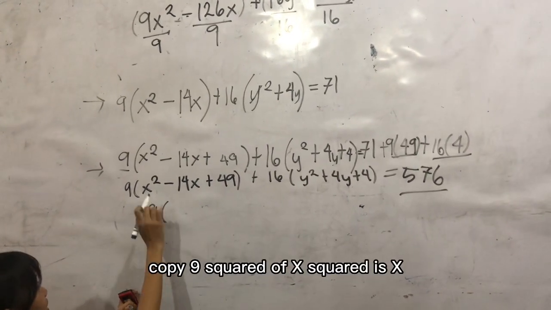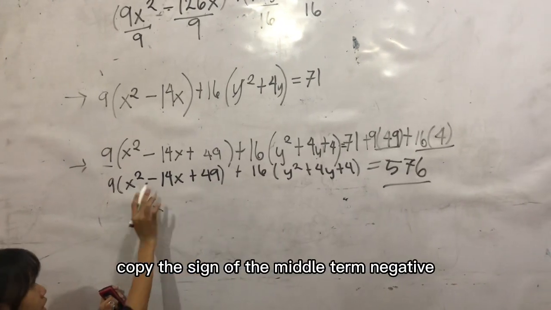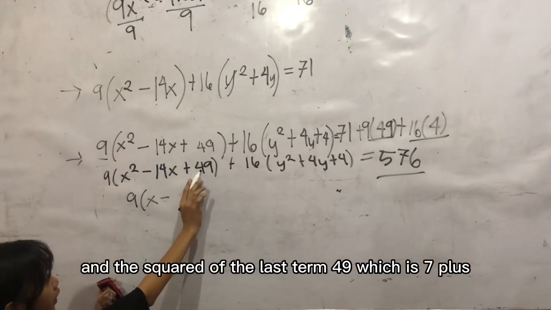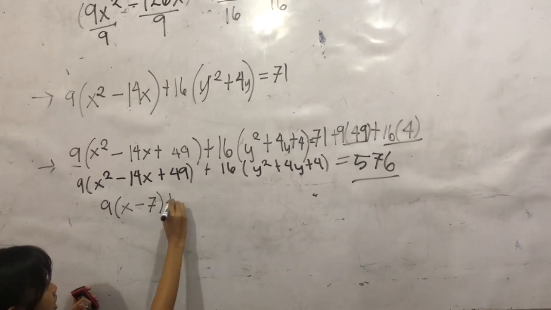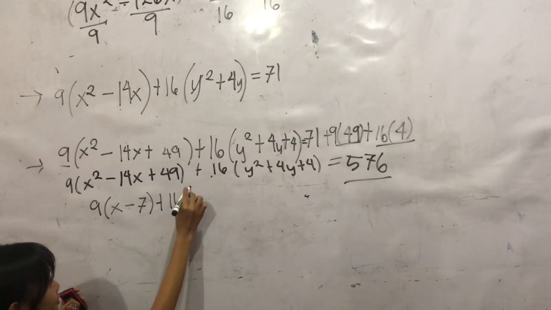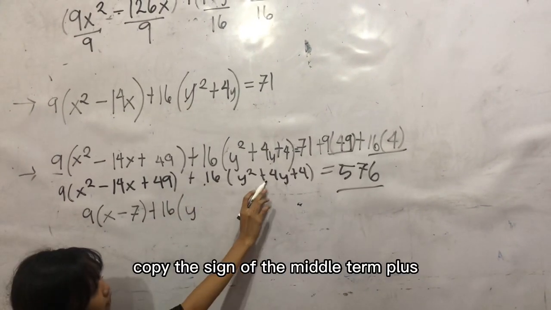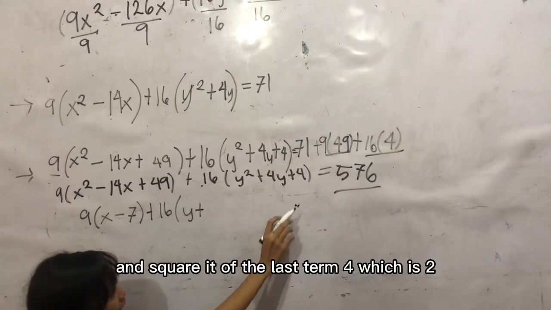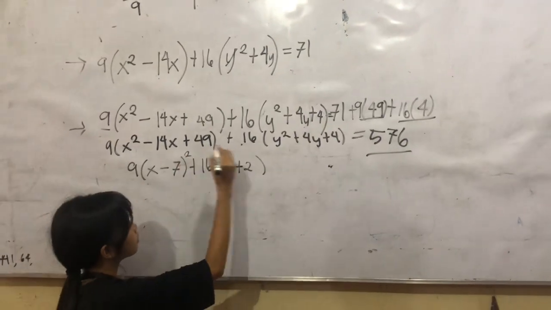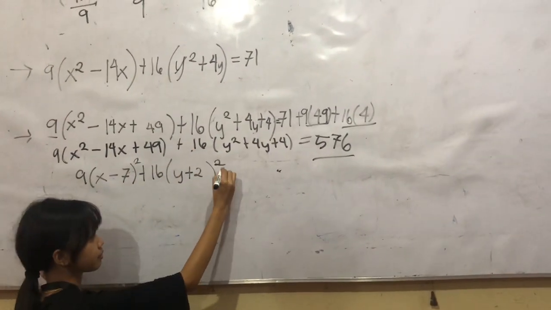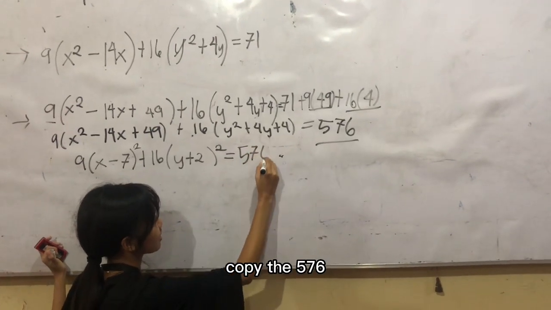Copy 9. Square root of x squared is x. Copy the sign of the middle term, negative, and the square root of the last term, 49, which is 7. Plus, bring down 16. Square root of y squared is y. Copy the sign of the middle term, plus, and the square root of the last term, 4, which is 2. Copy the 576.